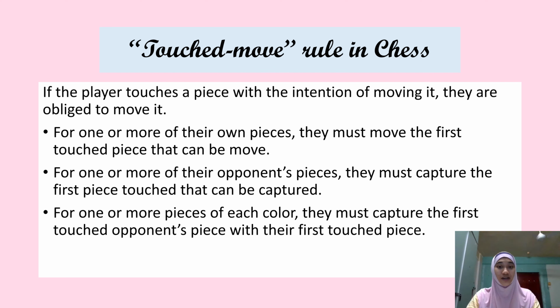For one or more pieces of each color, they must capture the first touched opponent's piece with their first touched piece. If this is illegal, the player can move or capture the first piece touched that can be moved or captured. If it's unknown whether the player's piece or the opponent's piece was touched first, then the player's pieces shall be considered to have been touched before their opponent's.